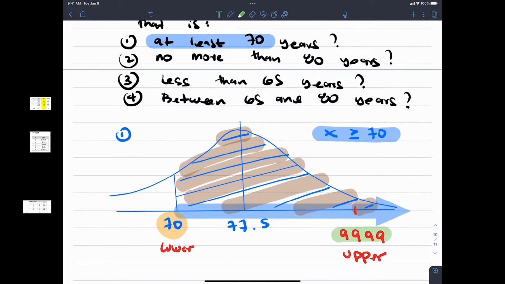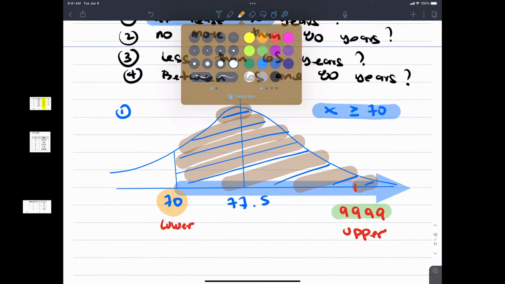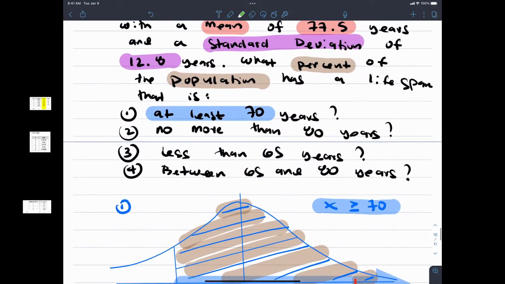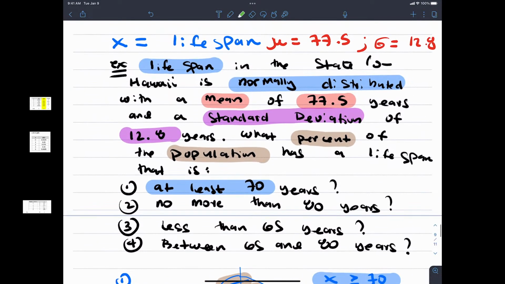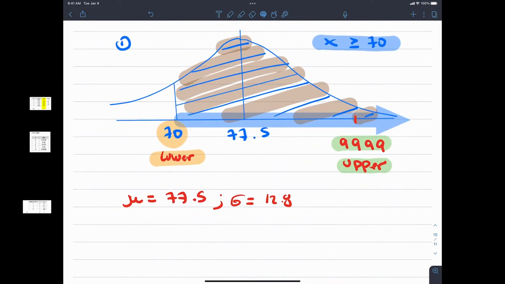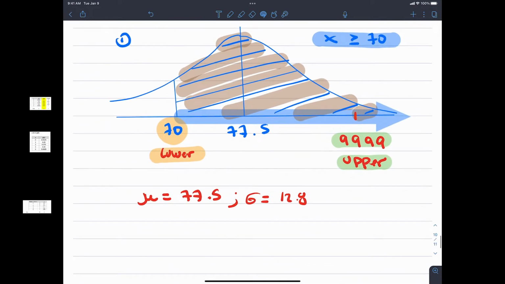So you just need the lower and upper values. You just need 2 numbers. Well, that's not true. What else do you really need? That's right. Good. You need the mean of 77.5 and the standard deviation of 12.8. So we're going to take all of that information here. Okay, we're going to go to the TI.